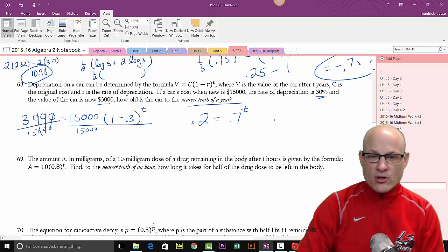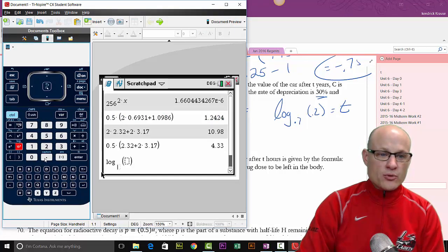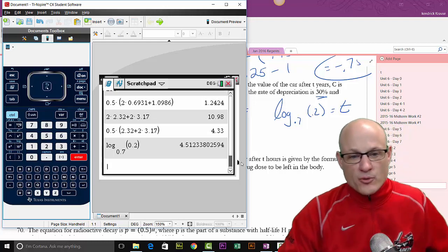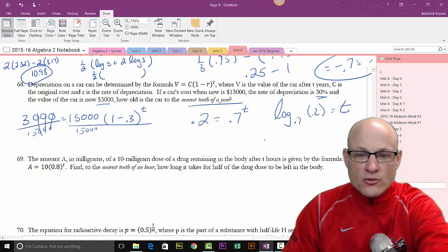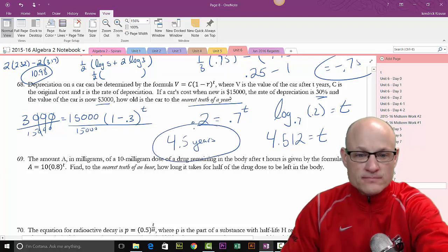So now it's all about the base. So log base 0.7 of 0.2 is equal to t. So that's what I got to do in my calculator. Control log 0.7 0.2. 4.512. So 4.512 equals t, round to the nearest tenth of a year, 4.5 years. All right.